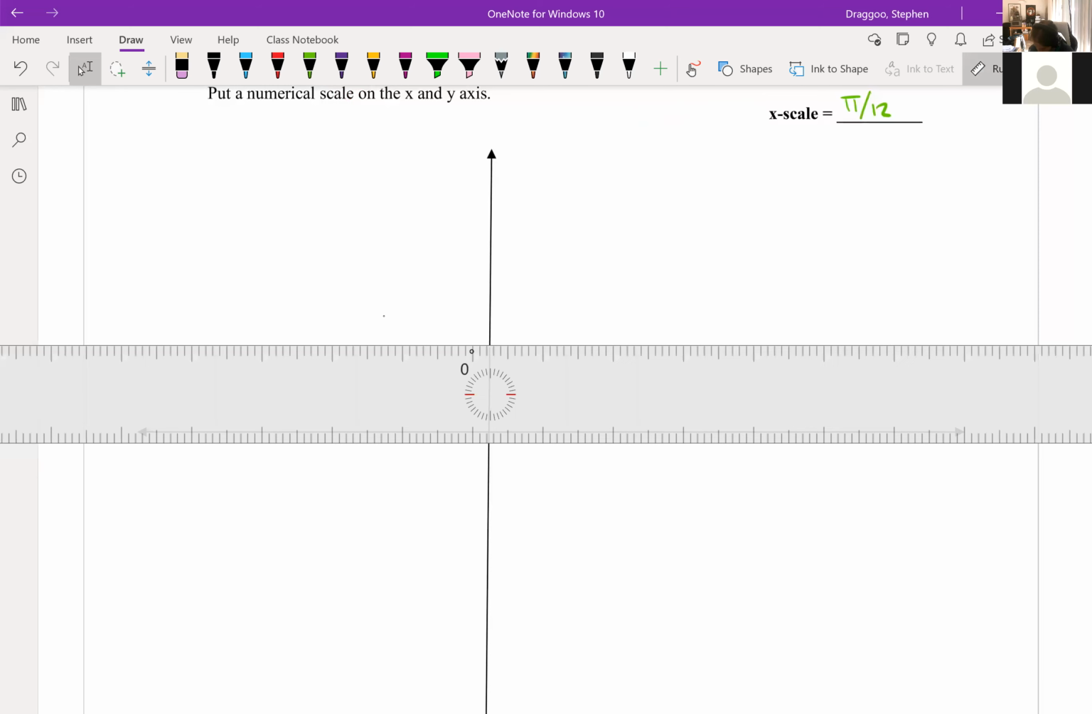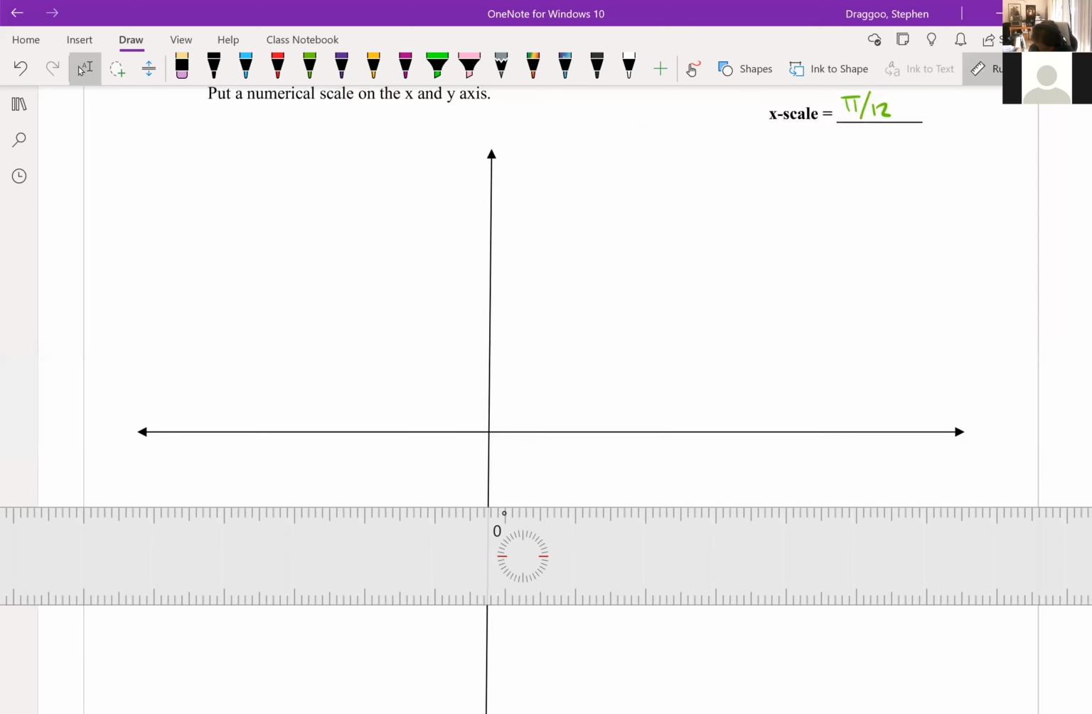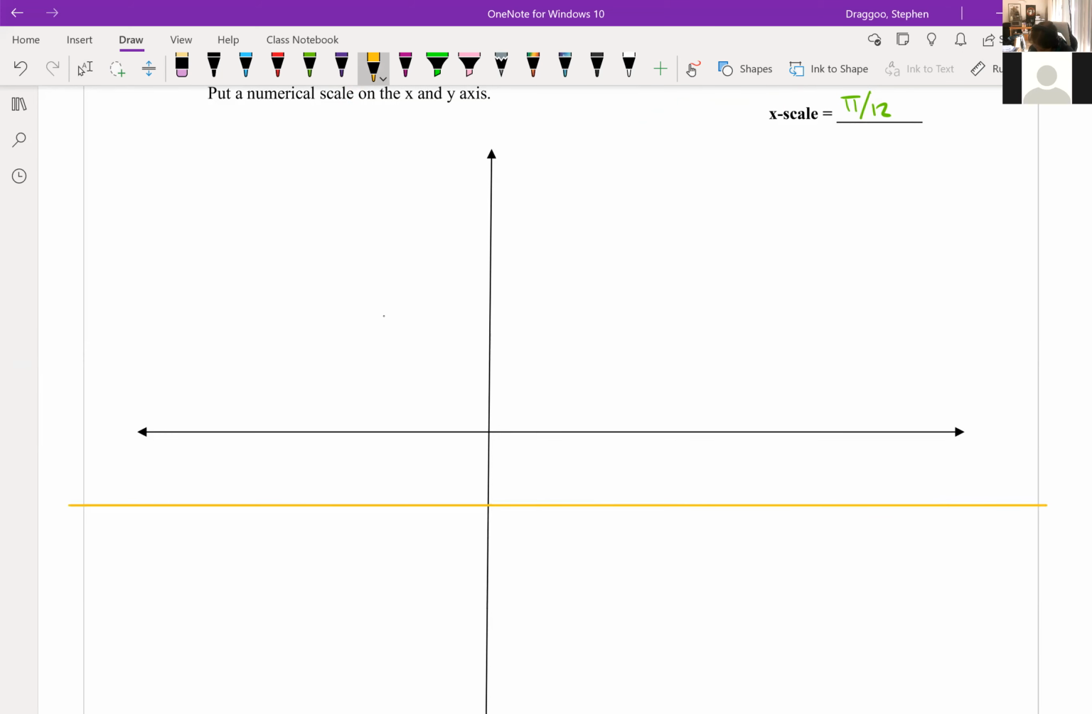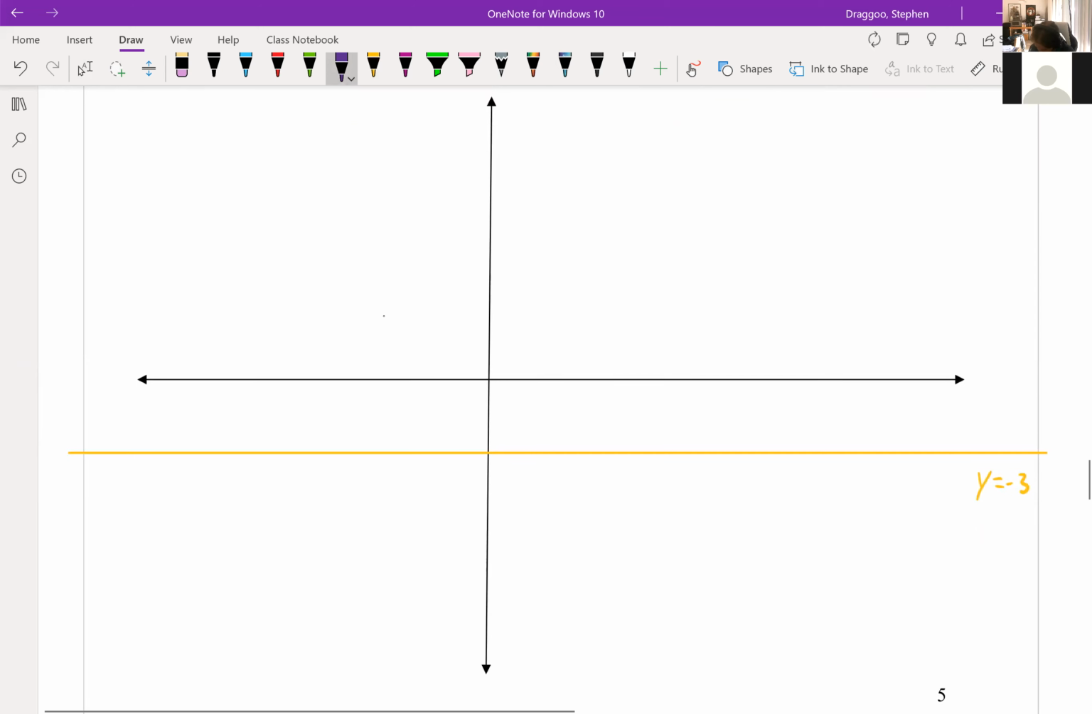Bring up my ruler. I'm going to put the center line down so that this line is y equals -3. And then I'll need to get my range on here as well. Our maximum value was 4. Our minimum value was -10.